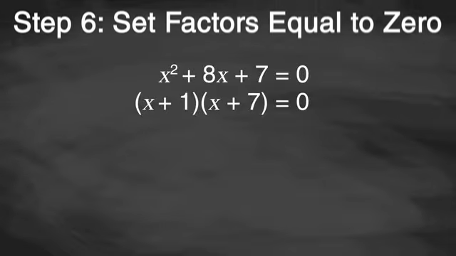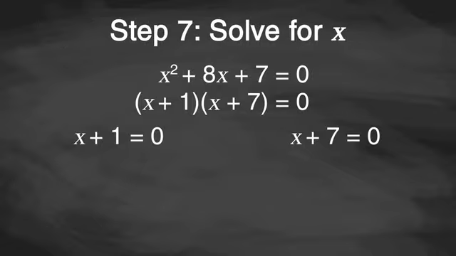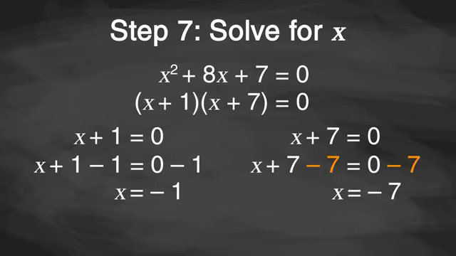Step 6. Now we will set each factor equal to 0. x plus 1 equals 0, and x plus 7 equals 0. Step 7. Next, we solve each factor for x. For the factor x plus 1 equals 0, subtract 1 from both sides of the equation, and the result is x equals negative 1. For the factor x plus 7 equals 0, subtract 7 from both sides of the equation, and the result is x equals negative 7.